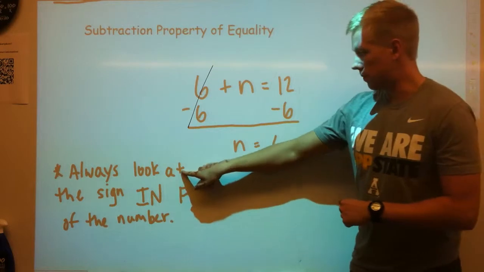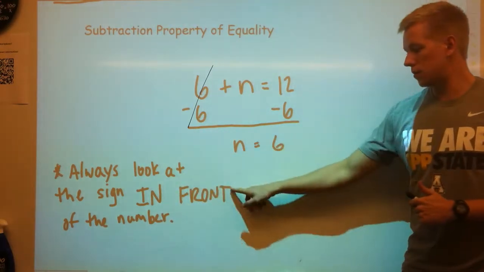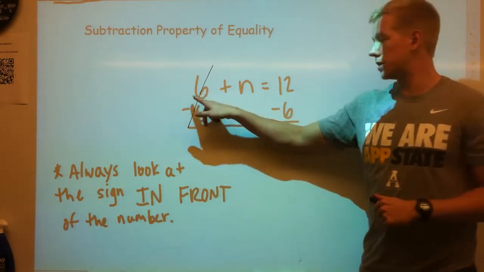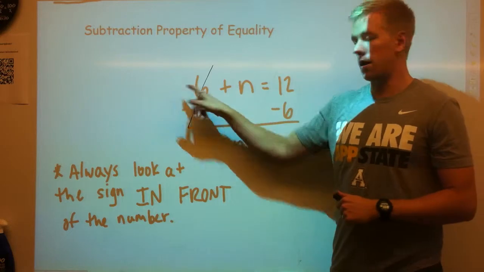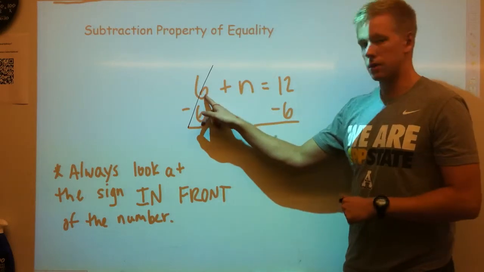My little note talking about the sign. Always look at the sign in front. There's a reason I wrote those in bold of the number. Because when we get to two-step equations, you're going to see that you need to look in front, not behind. You may get mixed up. You always look in front of the number to take the inverse.